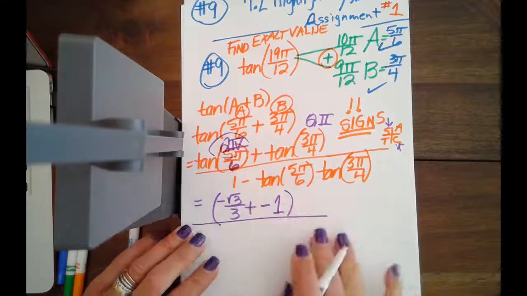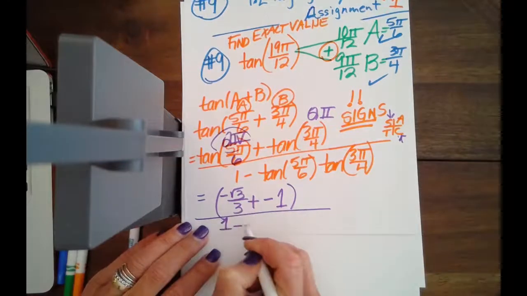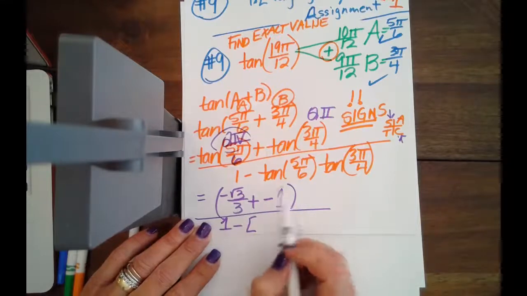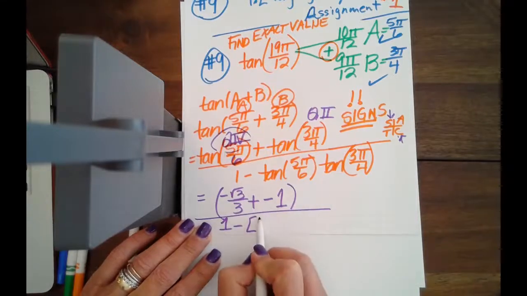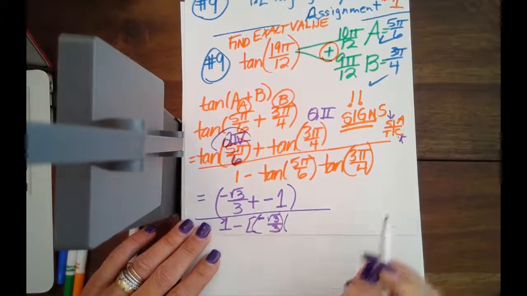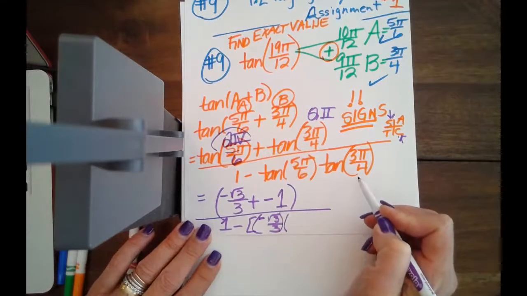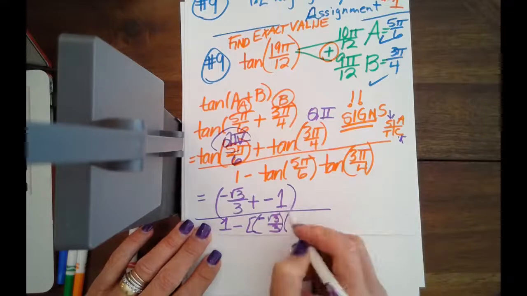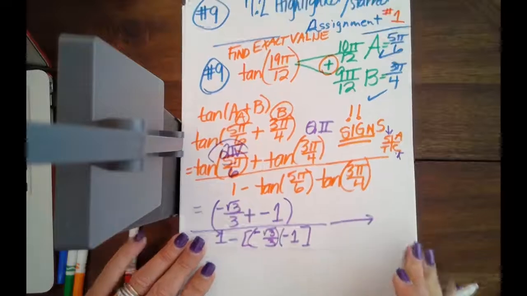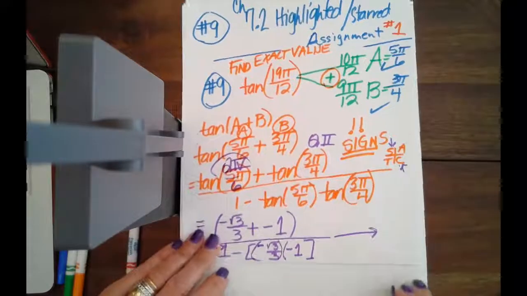Okay, now we have downstairs 1 minus, okay, the product. Well, we know that we've already found our values. Tangent of 5 pi over 6 is negative radical 3 over 3 times tangent of 3 pi over 4, which we know to be negative 1. All right, so I'm going to move to the next page, because I'm running out of room, and we're going to finish this out.